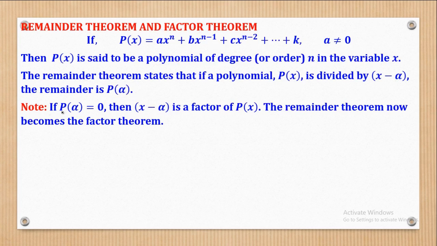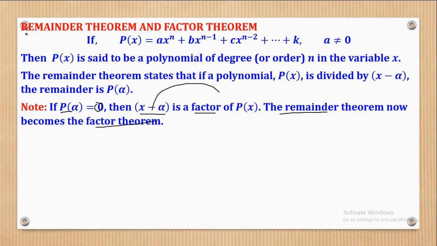Now in situations where we substitute for x and you get 0 as the value of p(α), it implies that this will be a factor, meaning that there will be no remainder. So 0 means that there is no remainder, and when there is no remainder, it implies that this one is a factor, the one you used to divide. In that case, the remainder theorem becomes the factor theorem.